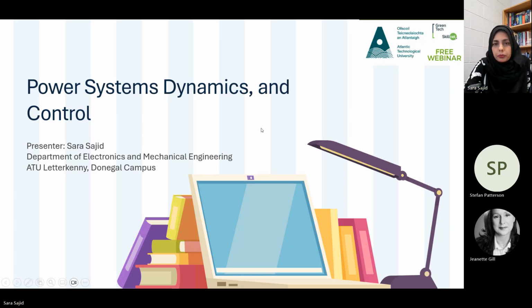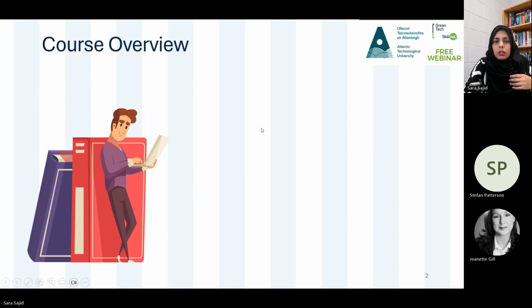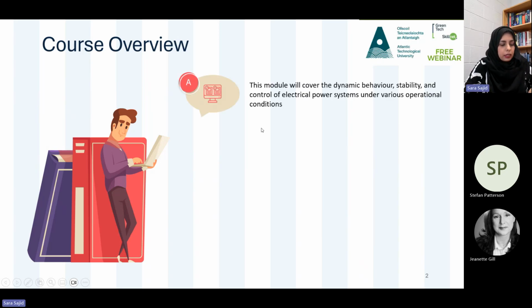Basically, in this module, the learner is introduced to the dynamic behavior and the control mechanisms essential for power system networks, and how dynamic behavior as well as control strategies can be implemented in various operational conditions. That could be your normal conditions, or that can be your faulty conditions.